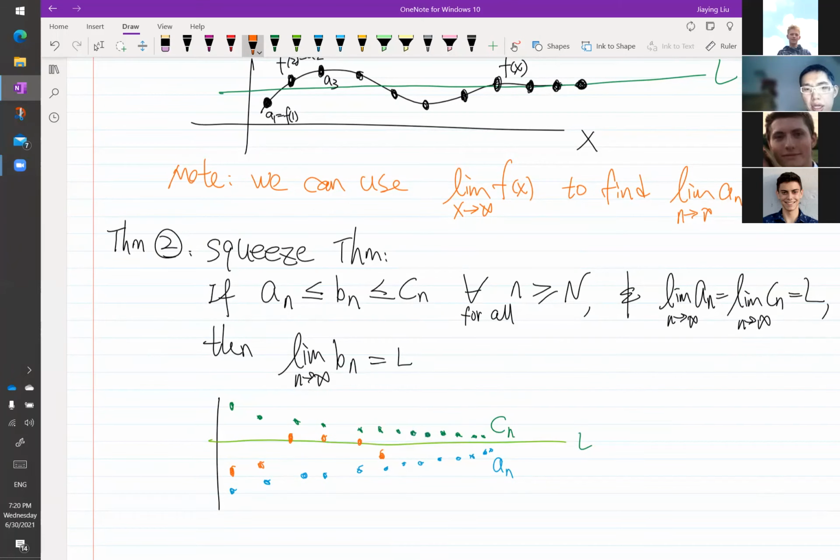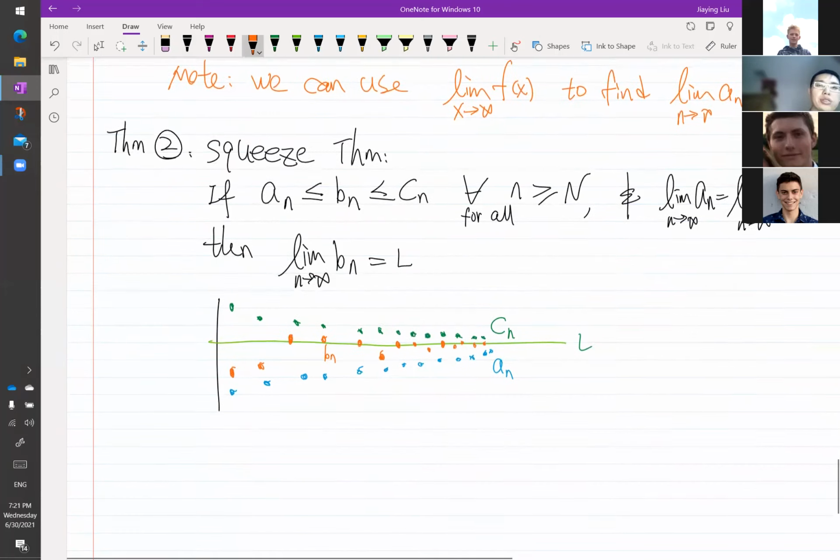Right, it doesn't have to be a straight line or the same constant value, but let's just see: this is the sequence of bn, and it's always between cn and an. So if an is approaching L, it's the lowest value, and cn is the highest value, also approaching L, then the bn caught between them has to approach L in the middle. It couldn't pass beyond it. So that's called the squeeze theorem.